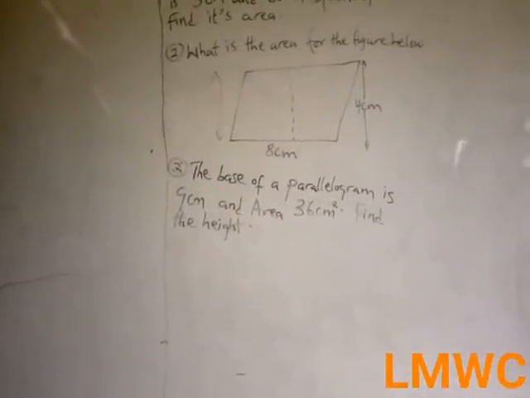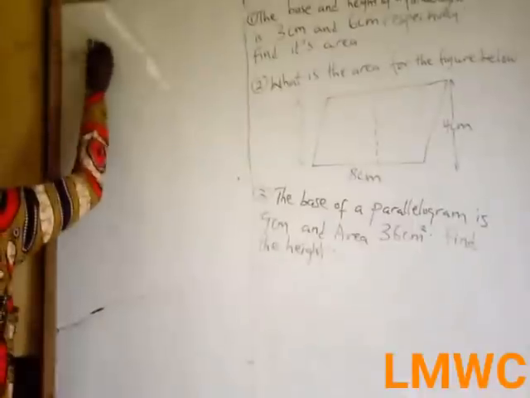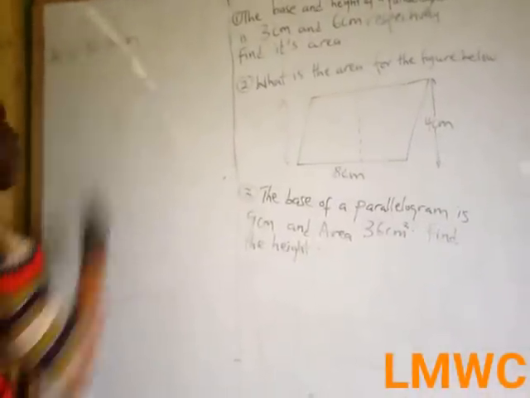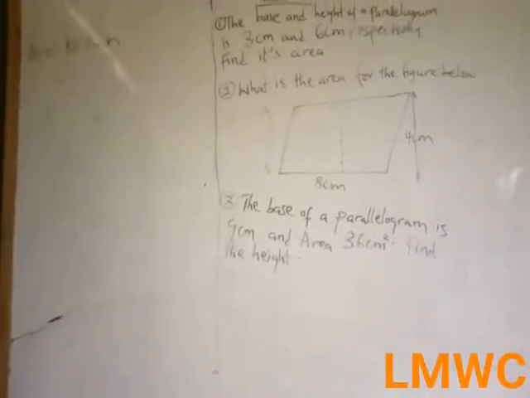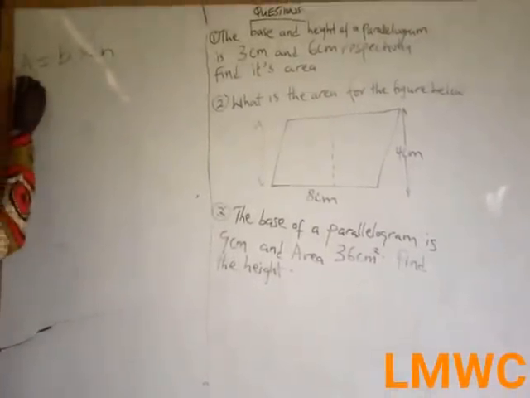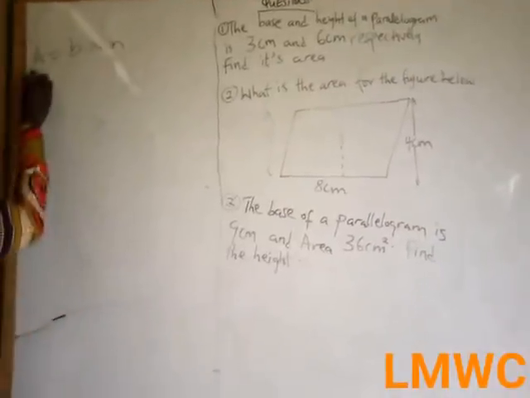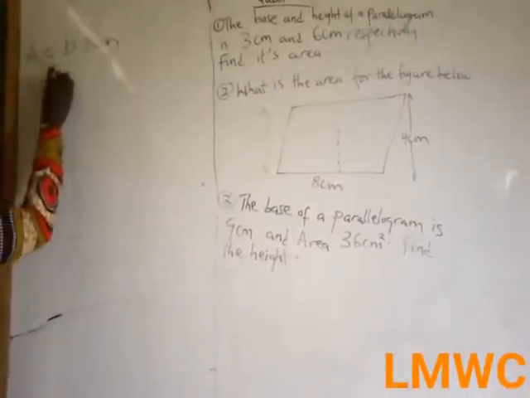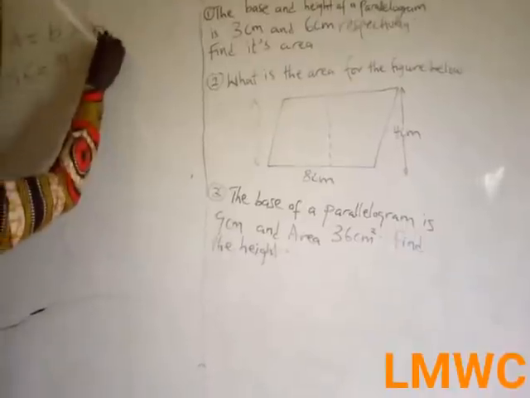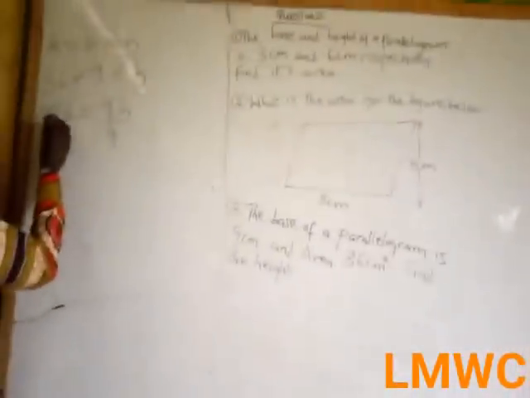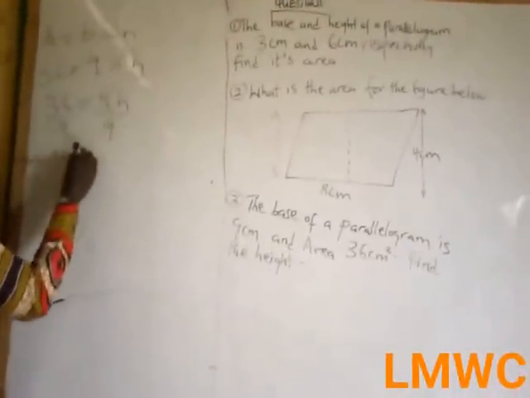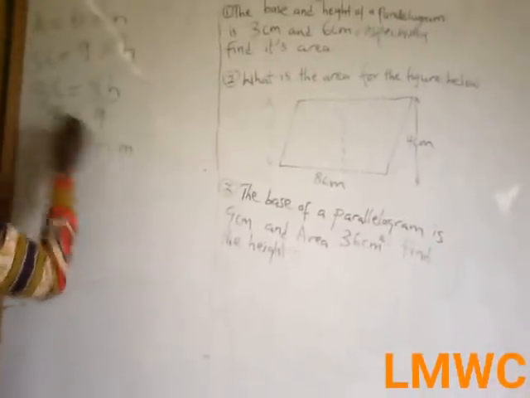Find the height. So we have area as base times height. And what is our base for this question? The base is 9 centimeters and the area is 36 centimeters squared. So here is 36, this is 9 times h. So 36 is equal to 9h. We divide through by 9. So we have h as 4 centimeters. 9 goes into 9 once, 9 goes into 36 four times.